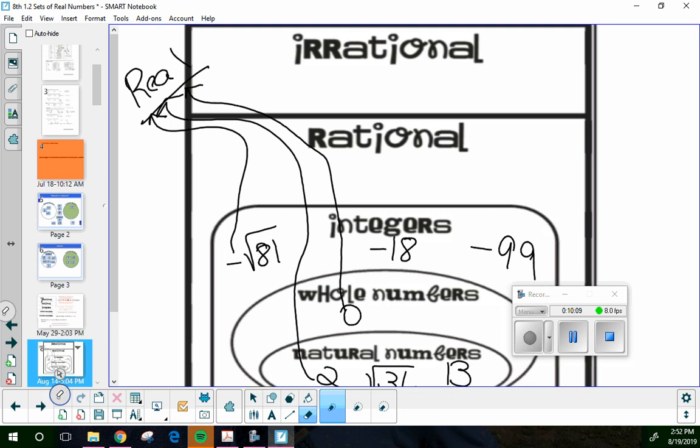Rational numbers are any number that can be written as a fraction. 1/3, 0.875, 3/4, 0.2 repeating, even repeating. If it's in decimal form and you can figure out what the next number is, it is rational. All right, and guess what? Rational numbers are real numbers.